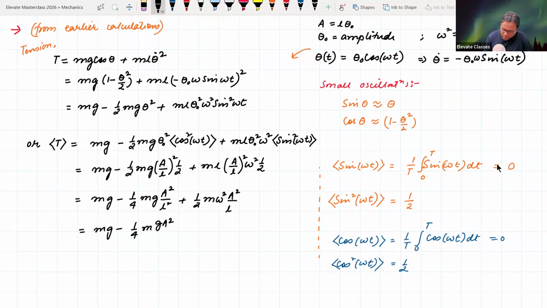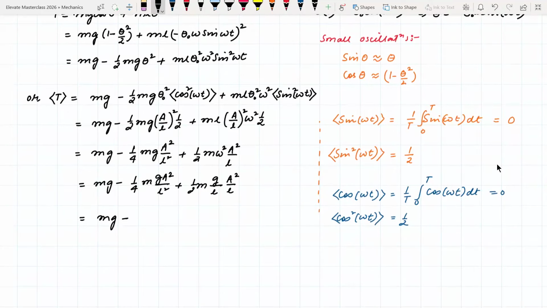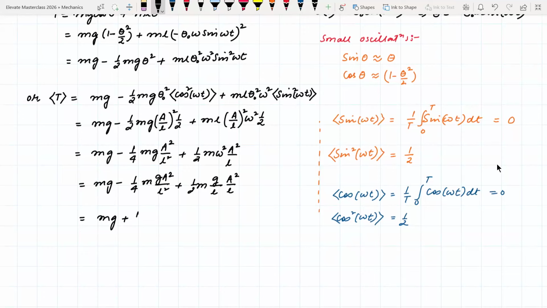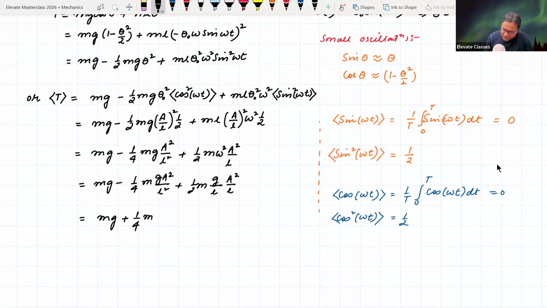So therefore this is equal to mg minus 1 by 4 mg A square upon L square plus half m omega square is equal to g upon L, and A square upon L, so g upon L square. So therefore the final answer is mg minus half minus 1 by 4, mg plus 1 by 4 m. How is it plus? Sir, yes, half. Final answer. Yes sir. Final answer is mg plus 1 by 4 m g A square upon L square.